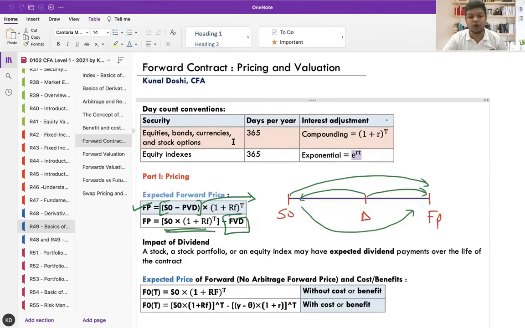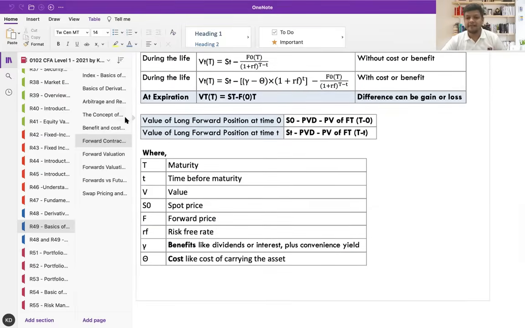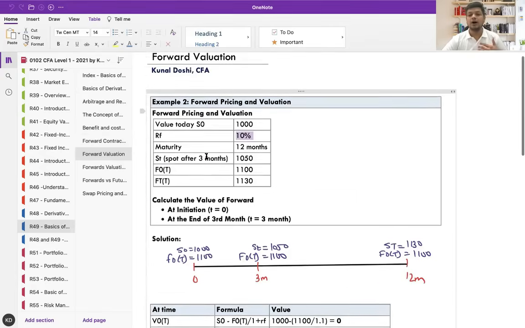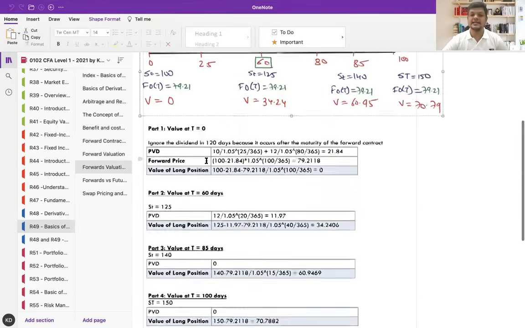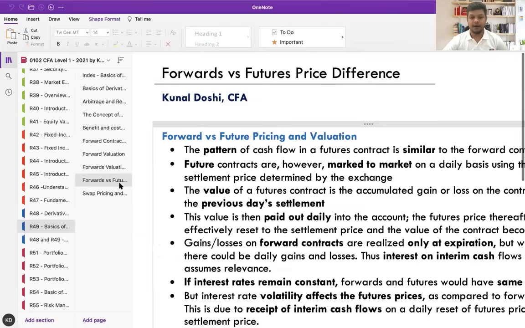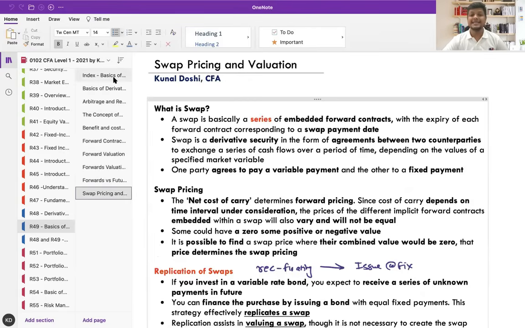You have to just focus that the number of days you should take is 365, and for the risk-free rate calculation, you should always compound, 1 plus r raised to t, not multiply with t by 365. It has to be compounding. Clear? Now that is by default, but I thought it was necessary to mention it. Is it clear, everyone? Right. Well, that's the end of this topic.